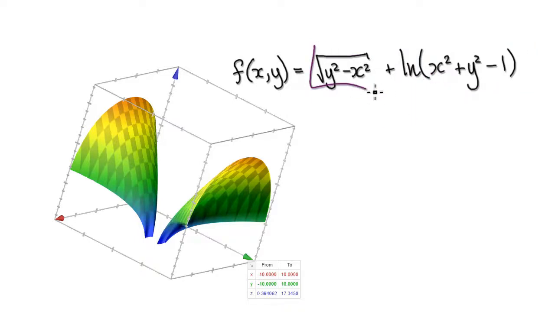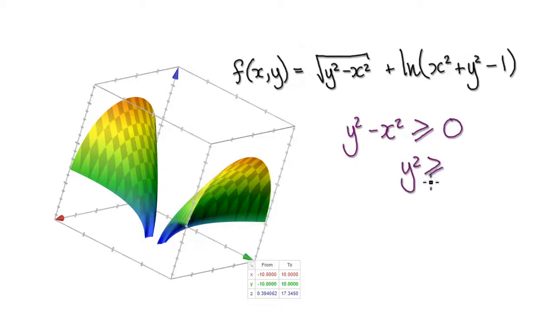Well, this will break down when this is less than 0. So we need to demand that y squared minus x squared is greater or equal to 0. So what does this mean? Well, add this block to both sides. Add x squared to both sides. That will then give you this.